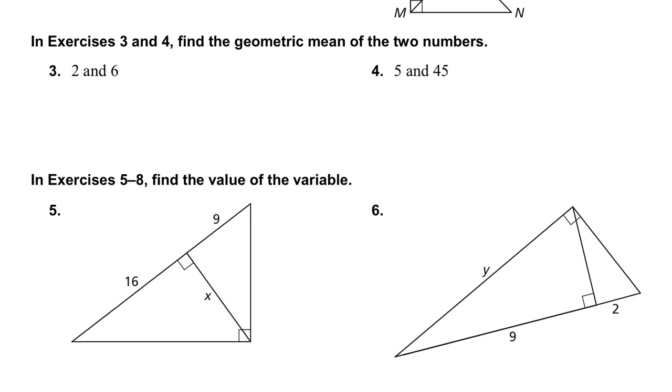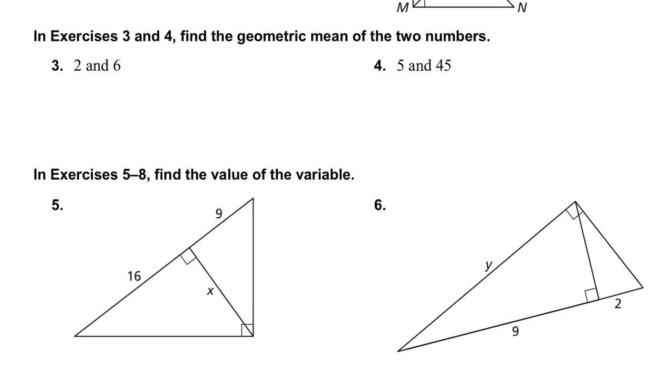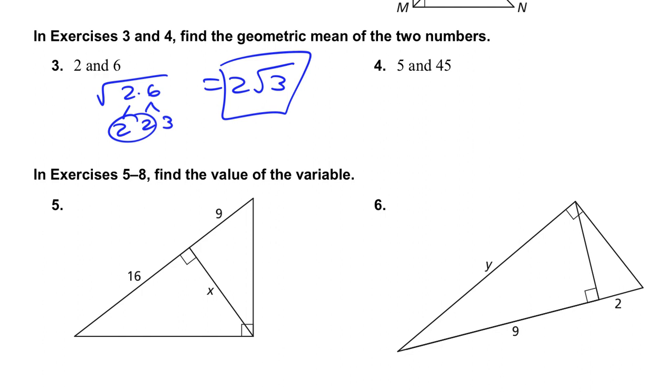Let's go ahead and find the geometric mean. So geometric mean, remember, is you're going to multiply the two together and find the square root. So I'm going to say the mean is just the square root of 2 times 6. I'm going to break down my factor tree. So 2 stays 2, 6 is 2 times 3. I have a pair of 2s, so I pull those out, keep the square root of 3. There's my answer. I want to do simplified radical form.